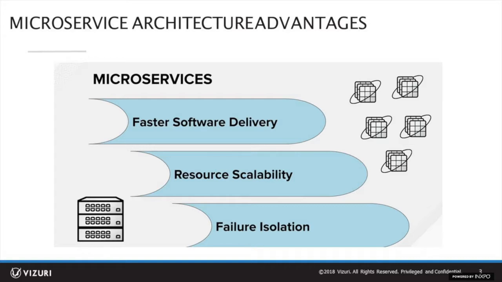The advantages of a microservices architecture include faster software delivery. You can build and deploy your software components much quicker. Resource scalability. You can scale individual components of your application as opposed to having to scale the entire application. And fault isolation. If one microservice fails, it doesn't bring down the entire system.